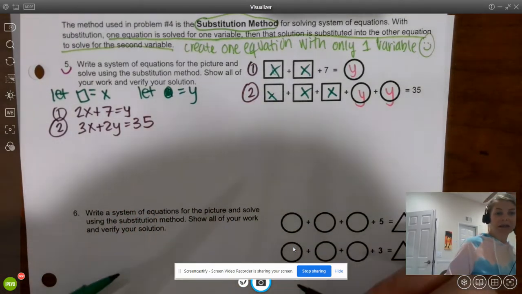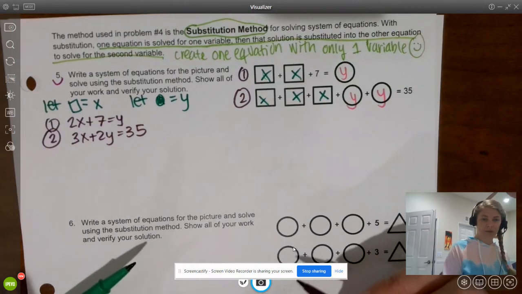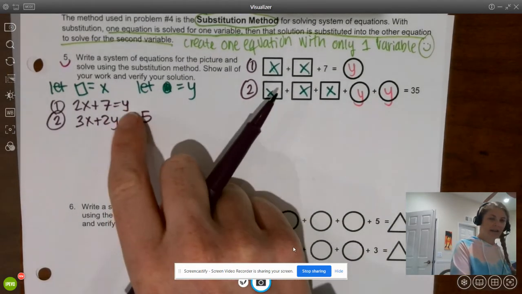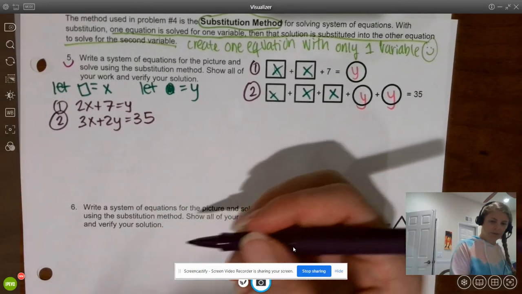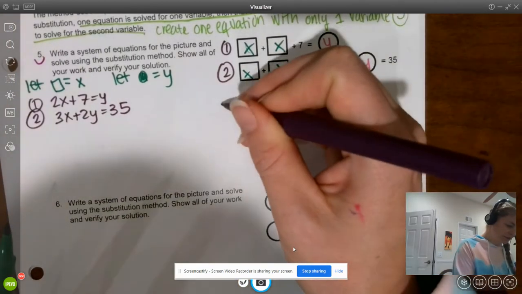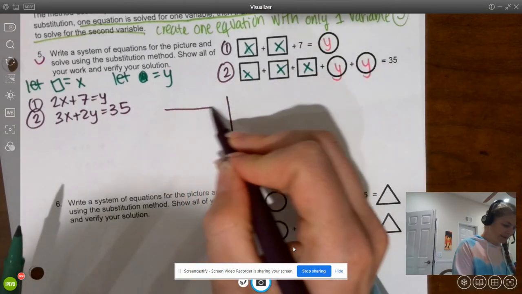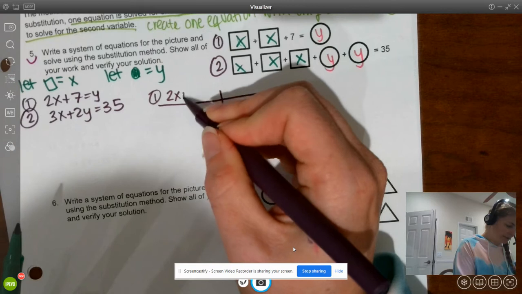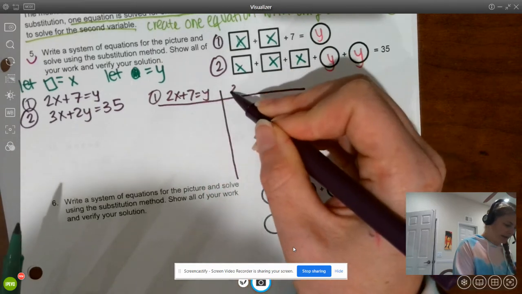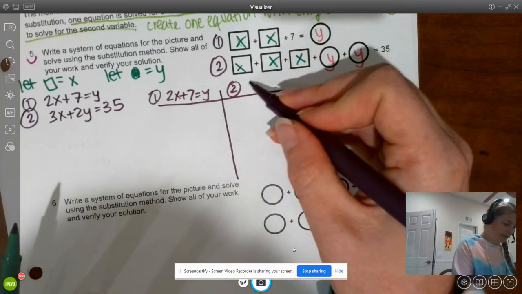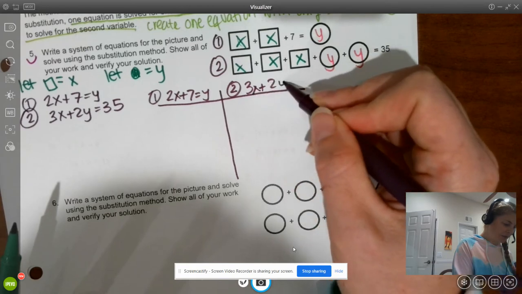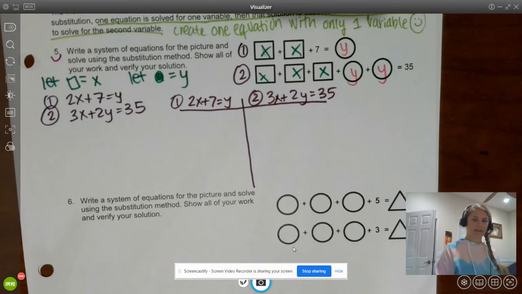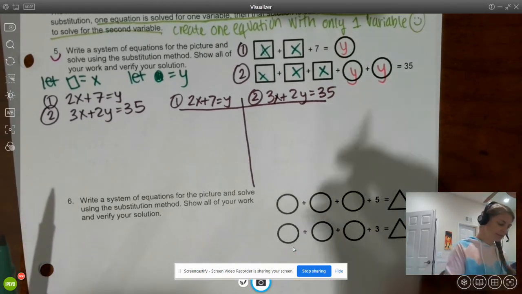So looking here, is there one variable that's more efficient to isolate or already isolated? You got it. Equation 1 already has y isolated. So I'm going to write my t-table, and I'll put equation 1 up here, 2x plus 7 equals y. And I'll put equation 2 on the right, 3x plus 2y equals 35. And this way I just won't forget to use both my equations.